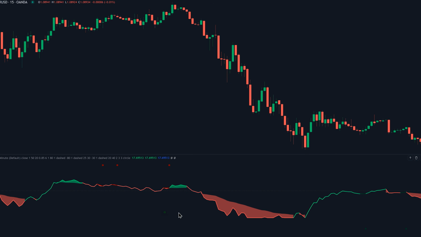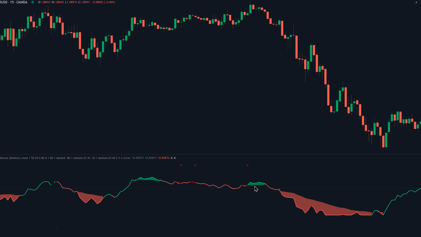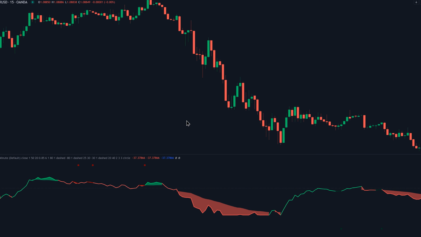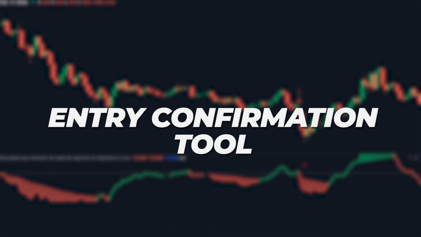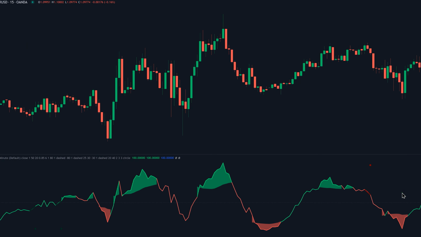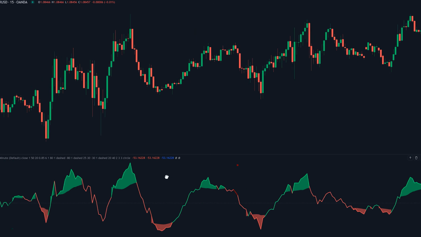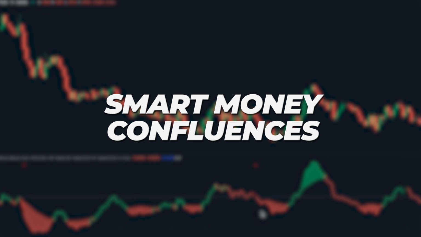Now, at this point in time, I know you may be thinking, but does this bullish crossover indicate a buy entry point, or this downward crossover indicate a sell entry point? Well, no. This indicator should not be used as an entry confirmation tool. It is only for trend confirmation, which means you will need other indicators for other confirmations, or you may even need to add some price action or smart money confluences to complement this indicator.